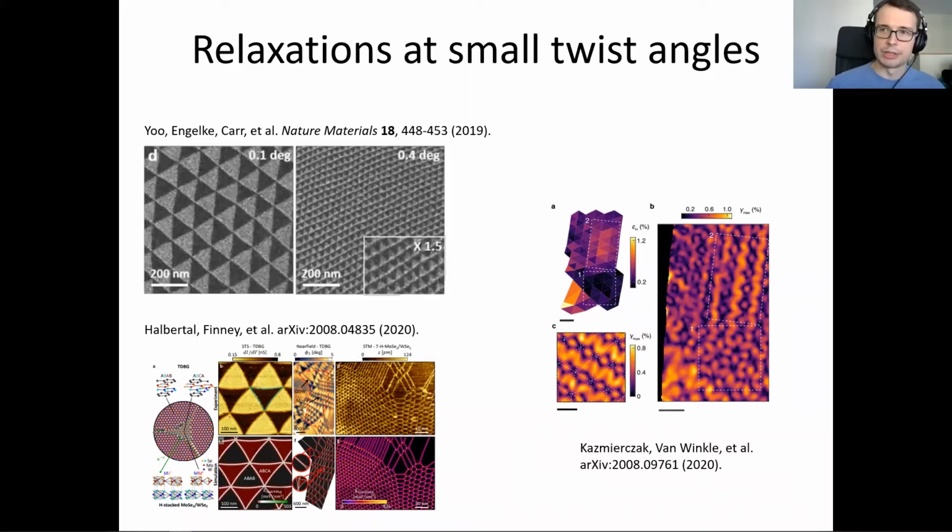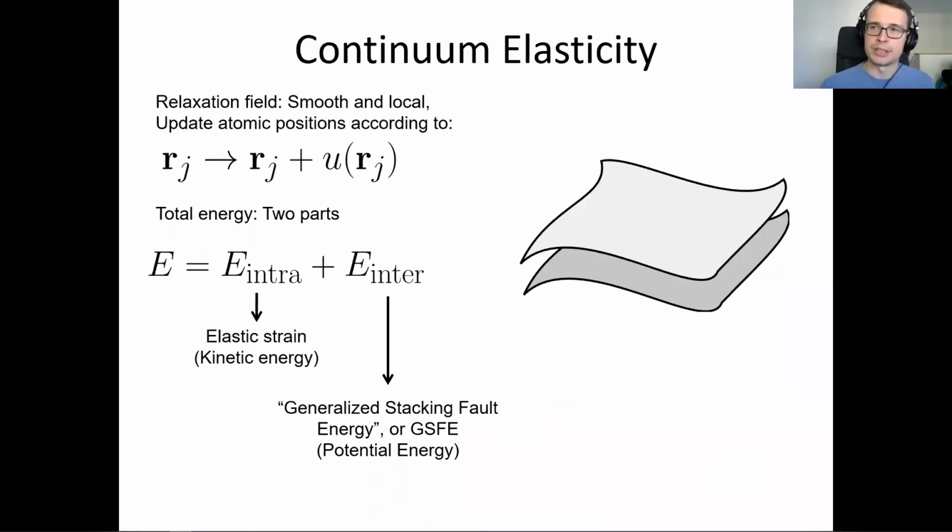But I'm not going to talk too much about the experiments, even though it's very interesting. I just want to talk about how we model these interfaces and what we can assume in general about these sort of interfaces. So to do that, we'll just use some very simple continuum elasticity theory. The idea is that we're going to think of each layer as a smooth plane and consider smooth and local deformations according to some vector field U.